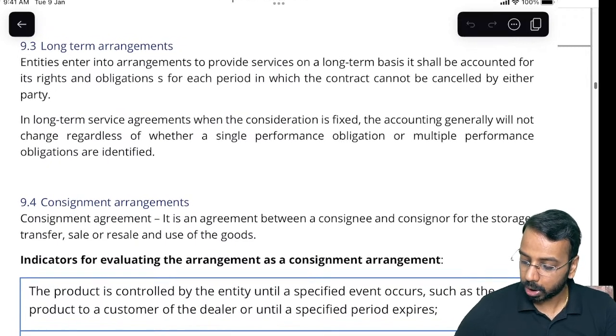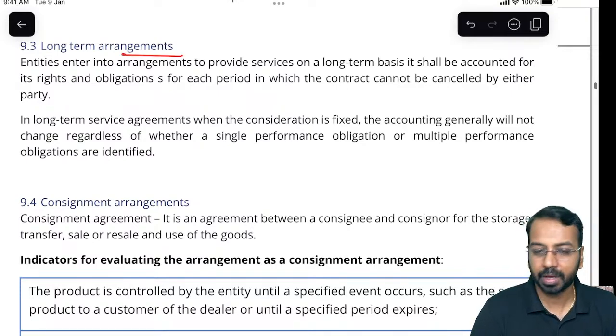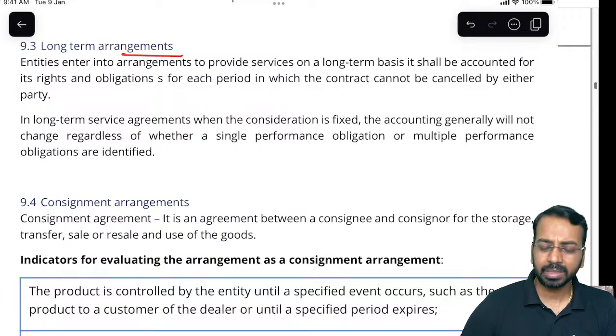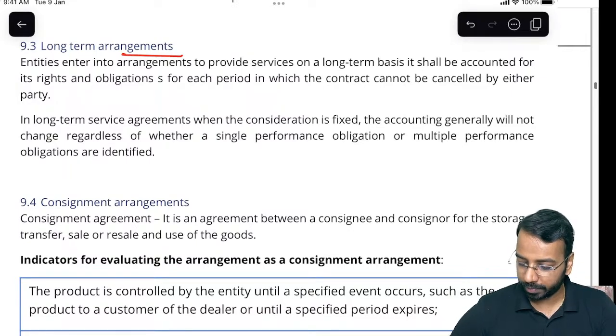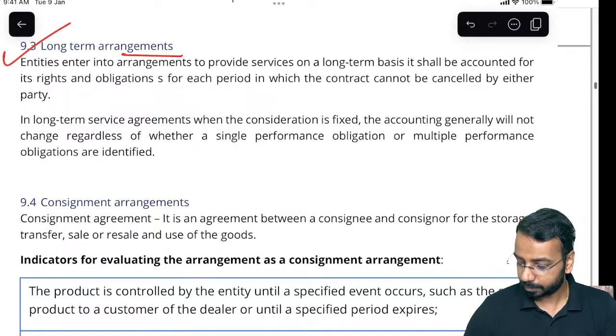Now, as far as long-term arrangements are concerned, generally these happen in case of services provided over a period of time or continuous supply of goods or services. Then the accounting principle generally doesn't change. So whatever we have been doing for normal things, the same thing continues. Whether there is a single performance obligation or multiple performance obligations, it doesn't change.